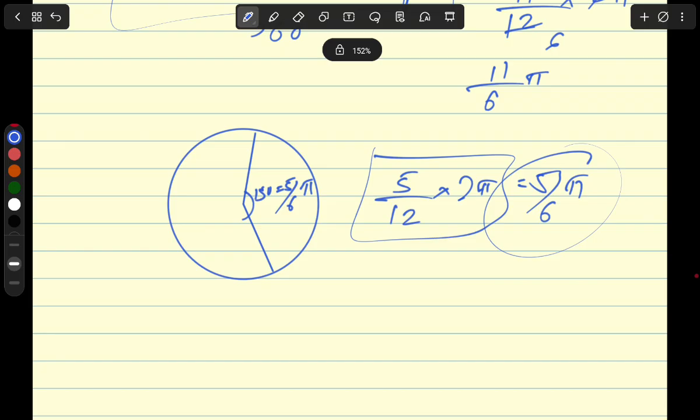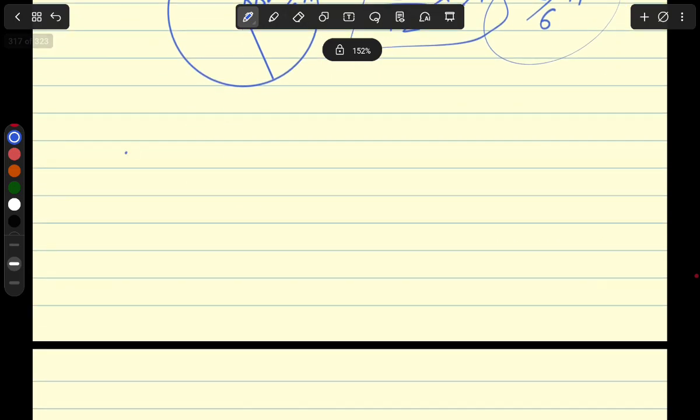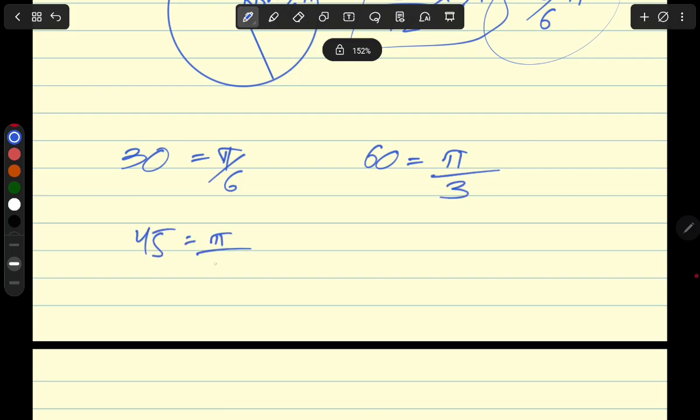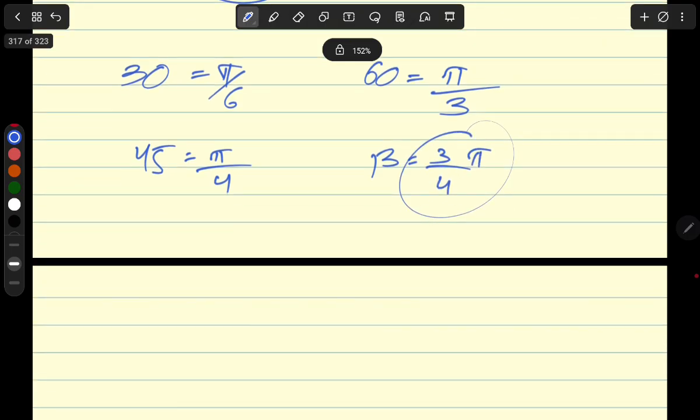Now, shortcut number 5 is that you must recognize common angles instantly. So multiples of 30. 30, by the way, is pi upon 6. Multiples of 60, which is multiple of 30 again. So this is pi upon 3. Multiples of 45. 45 is pi upon 4. So 135 is going to be 3 pi upon 4. 225 is going to be 5 upon 4 pi. 315 is going to be 7 upon 4 pi, right? So make sure that you recognize those common angles instantly.